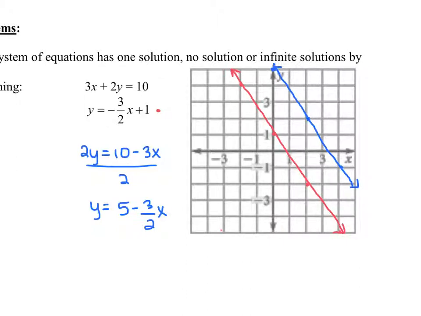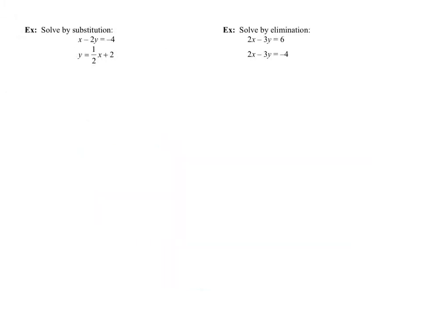And that would mean that this system has no solution, since the solution is the point of intersection and these two lines will never intersect. So again, on these examples, I'm just going to solve by the method indicated.